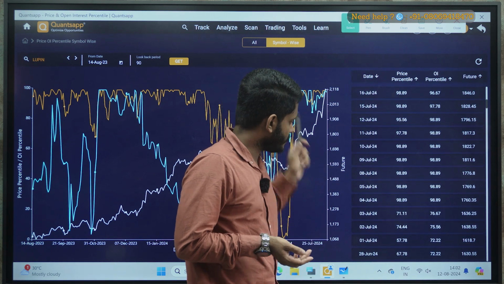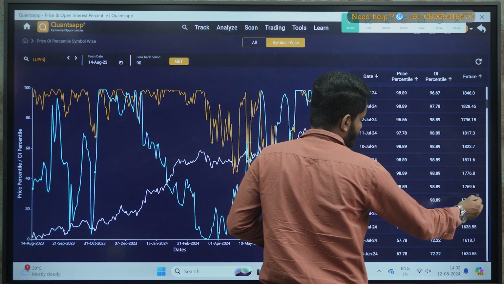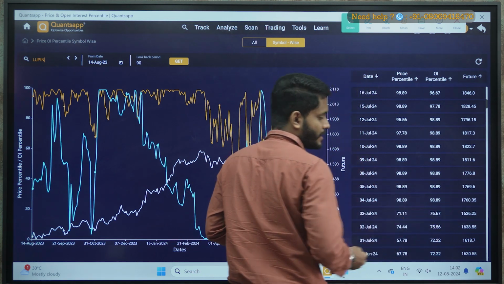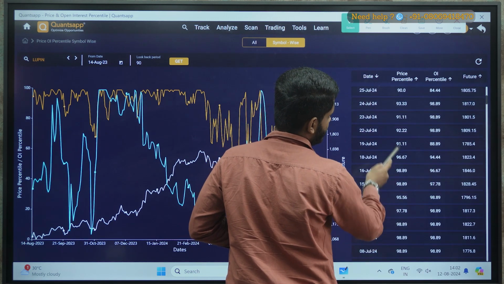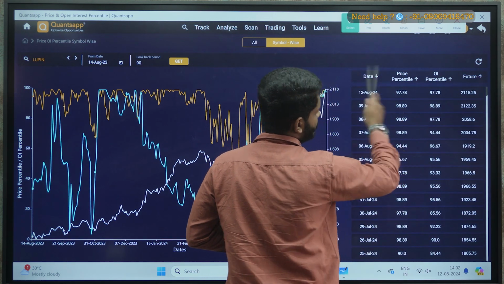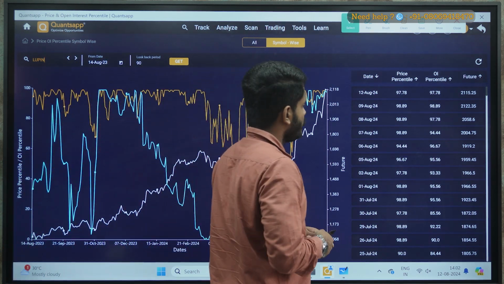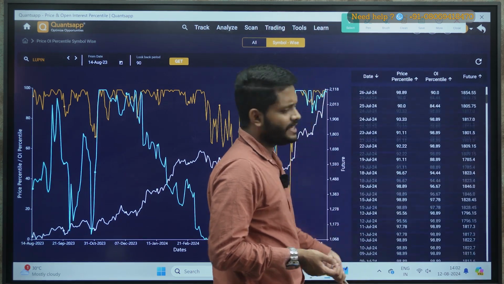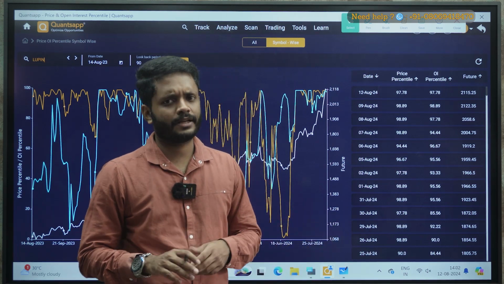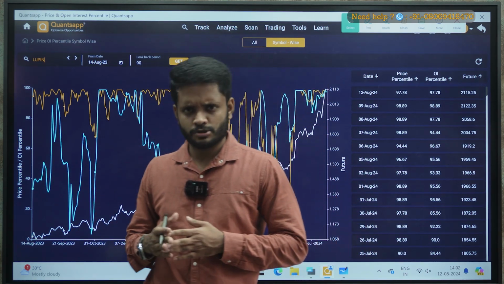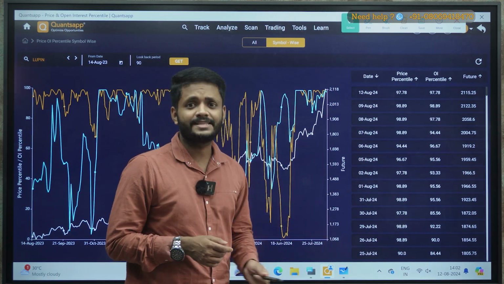If you see, the first time is 4th July, that is a month back, and the price was trading at 1760 on 4th July. From there, the price has moved to approximately 2100, that is within a month a 400 point up move. You could have easily captured this using the price OI percentile tool. So you are supposed to find stocks where the price percentile is above 90 and OI is also above 90. Just come to the symbol wise option and check the exact entry point.